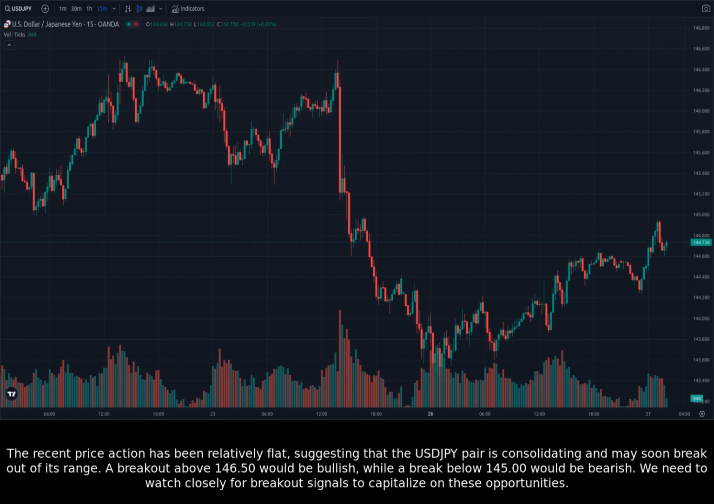The recent price action has been relatively flat, suggesting that the USDJPY pair is consolidating and may soon break out of its range. A breakout above 146.50 would be bullish, while a break below 145.00 would be bearish. We need to watch closely for breakout signals to capitalize on these opportunities.